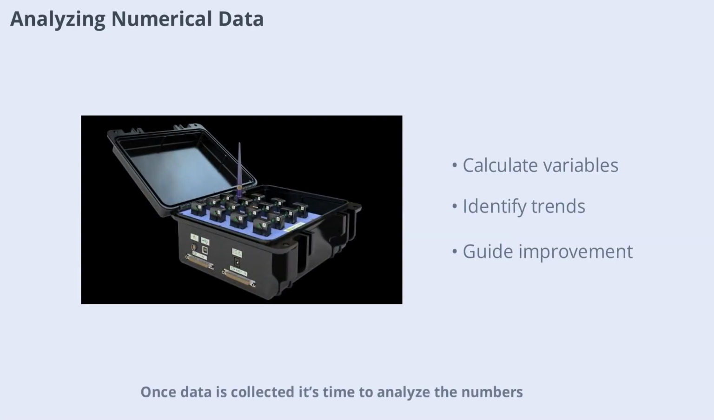Once data is collected, it's time to analyze the numbers. Biomedical engineers use software to calculate key variables such as velocity, acceleration, and joint angles. These calculations help identify patterns and trends, making it easier to compare different movements or track changes over time. The results can be used to improve performance, prevent injuries, or guide rehabilitation.